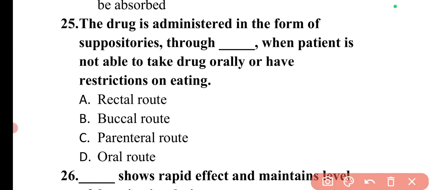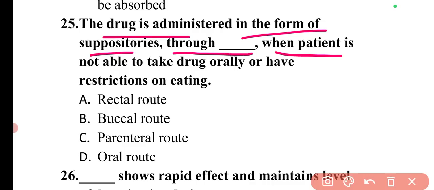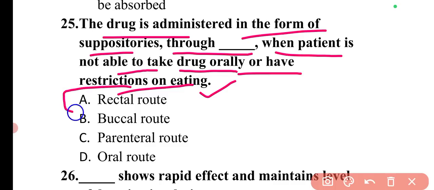Next question is, the drug is administered in the form of suppositories through dash when patient is not able to take drugs orally and there are restrictions on eating. So in this particular condition, the drug is given through the rectal route.